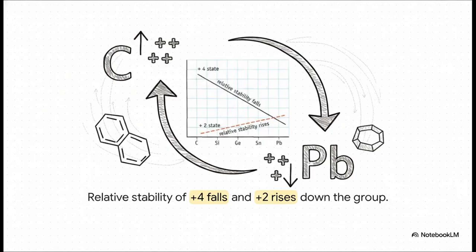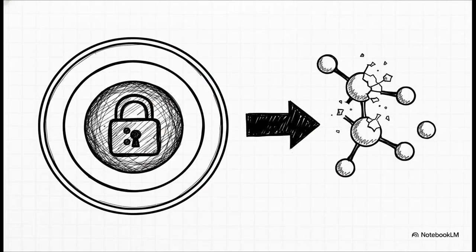Okay, if you only remember one thing from today, consider this graph your ultimate cheat sheet for the entire group's behavior. Just look at the two intersecting lines. The +4 oxidation state is highly favorable at the top with carbon, but its stability drastically, rapidly falls as you move down. Conversely, the +2 state is very unstable at the top, but its relative stability rises sharply as you reach tin and lead. This phenomenon right here explains entirely why that lead-4 chloride from a moment ago spontaneously decomposed into lead-2 chloride. Lead strongly prefers the +2 oxidation state.